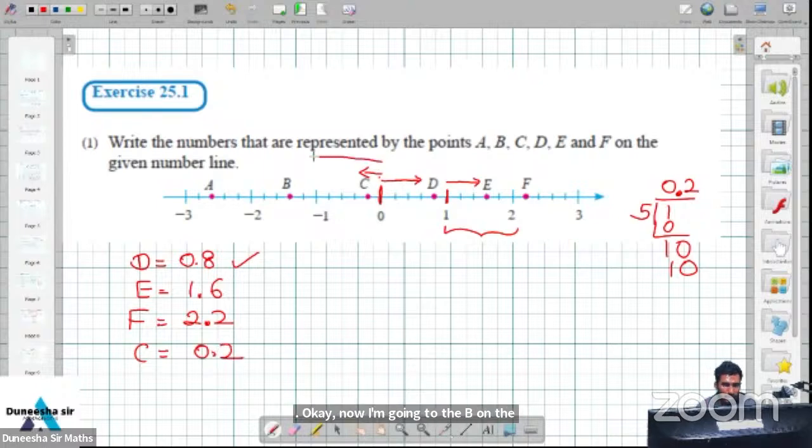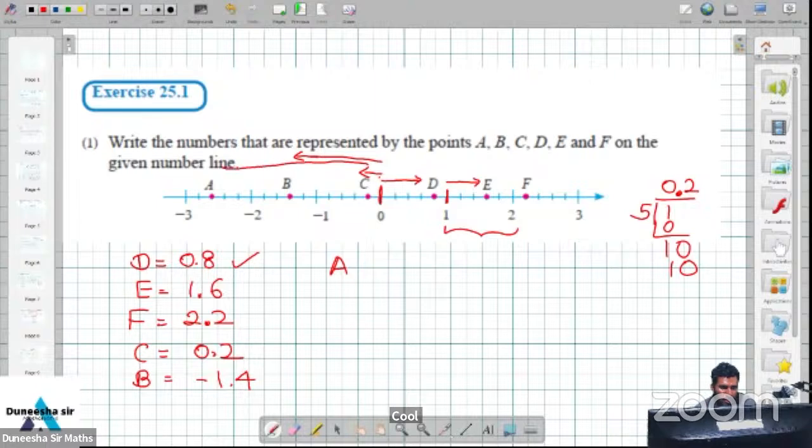Now I am going to B. On going to B, -1 is passed. Then how much is B? Minus 1.4. Then A, we go passing 2 as well, minus 2.6. Yes, minus 2.6. Okay, I got all the answers. Did you get them? Okay. Now I am going to discuss the next one.